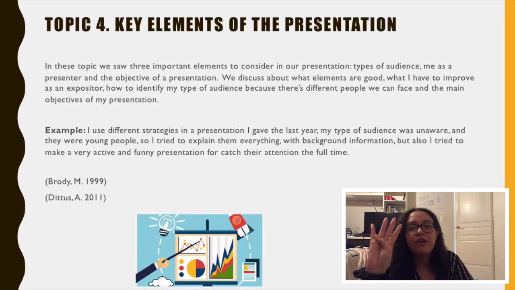In topic 4, we saw 3 important elements to consider in our presentation: first, the type of audience, me as a presenter, and the objective of a presentation. We discussed what elements are good, what I have to improve as an expositor, and how to identify my type of audience, because there are different people we can face, and the main objectives of my presentation.